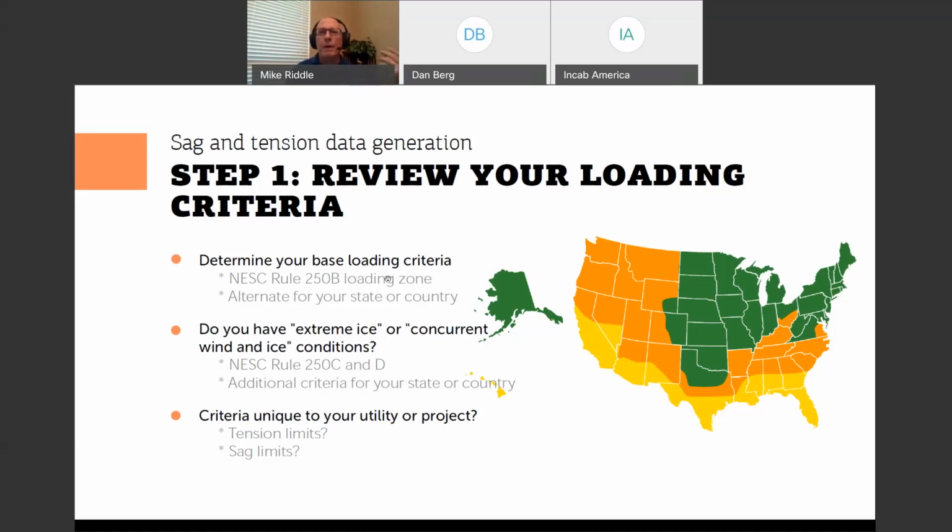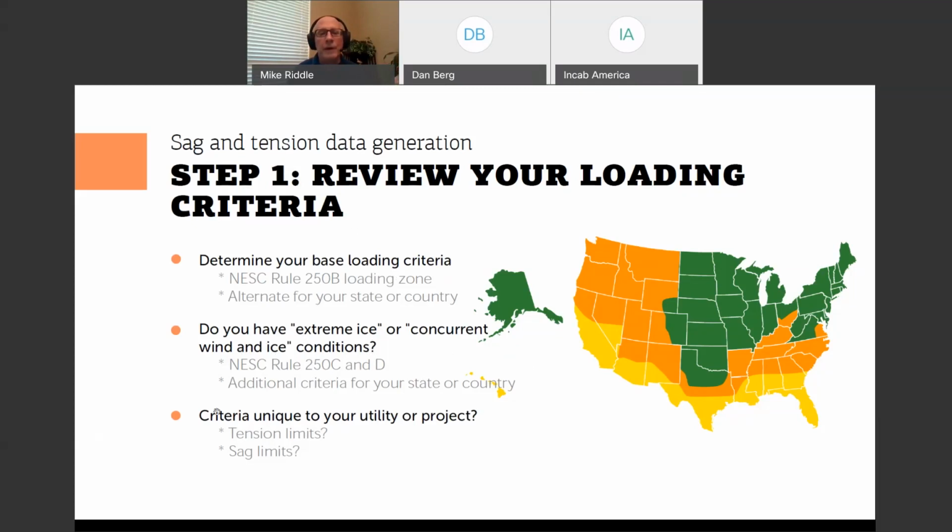Now, that loading criteria goes back decades. Within my lifetime, you see NESC Rule 250C and D, which add extreme ice or concurrent wind and ice conditions. So those are kind of on top of it. And again, your state or your country may have additional requirements as well. So you need to gather all of those together.